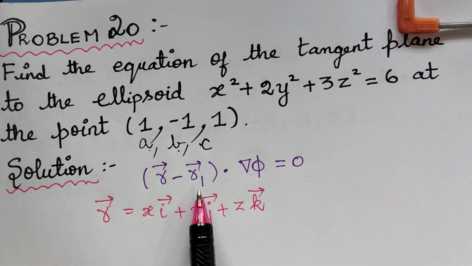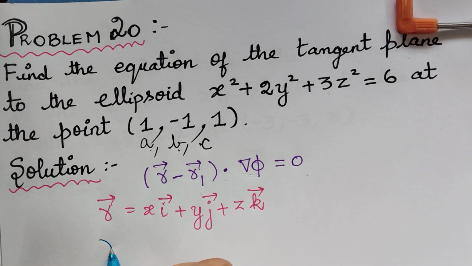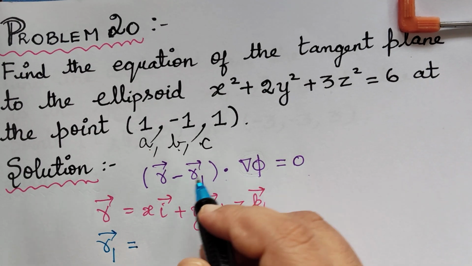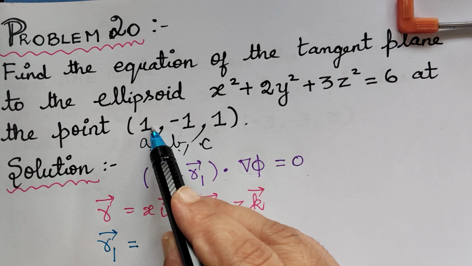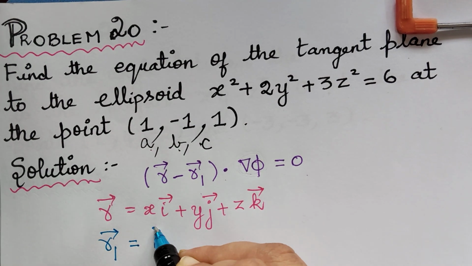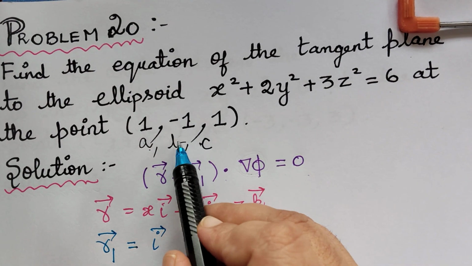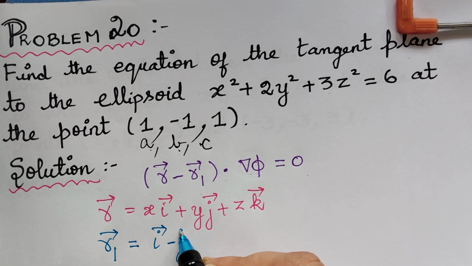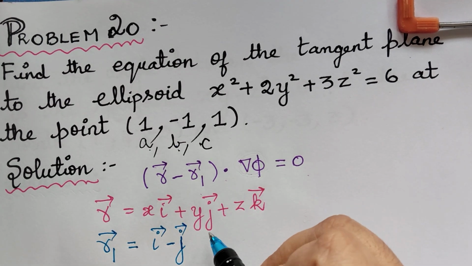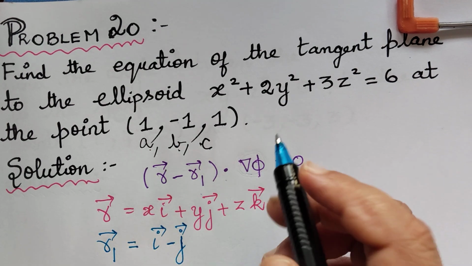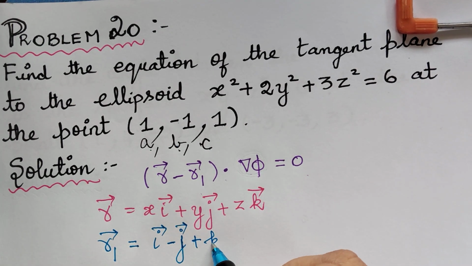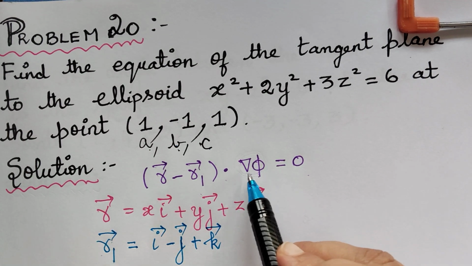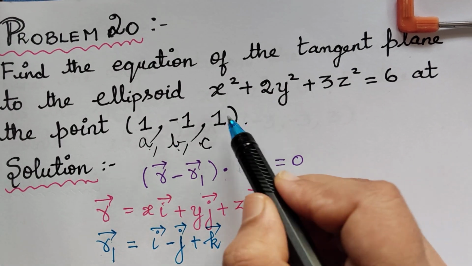And what is this r1 vector? R1 vector is the vector obtained from the given point, that is a i vector. What is a? A is 1. So i vector plus b j vector. What is b? It is minus 1. So minus j vector. And then plus c k vector. What is c? C is 1. So plus k vector. So this is r1 vector. Now we have to find nabla phi for the given surface.